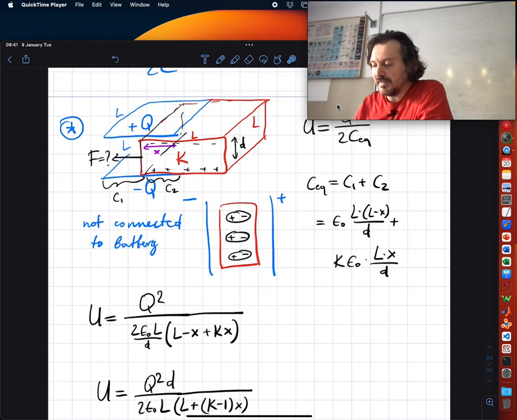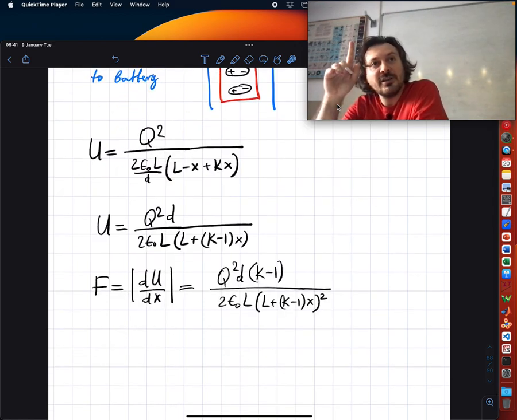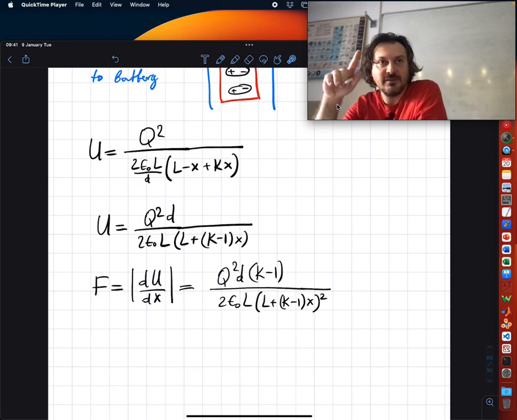The problem will be that as it goes in, it will increase the potential energy. But the potential energy of what? Of the capacitor. Do you remember that Sherlock Holmes stuff?